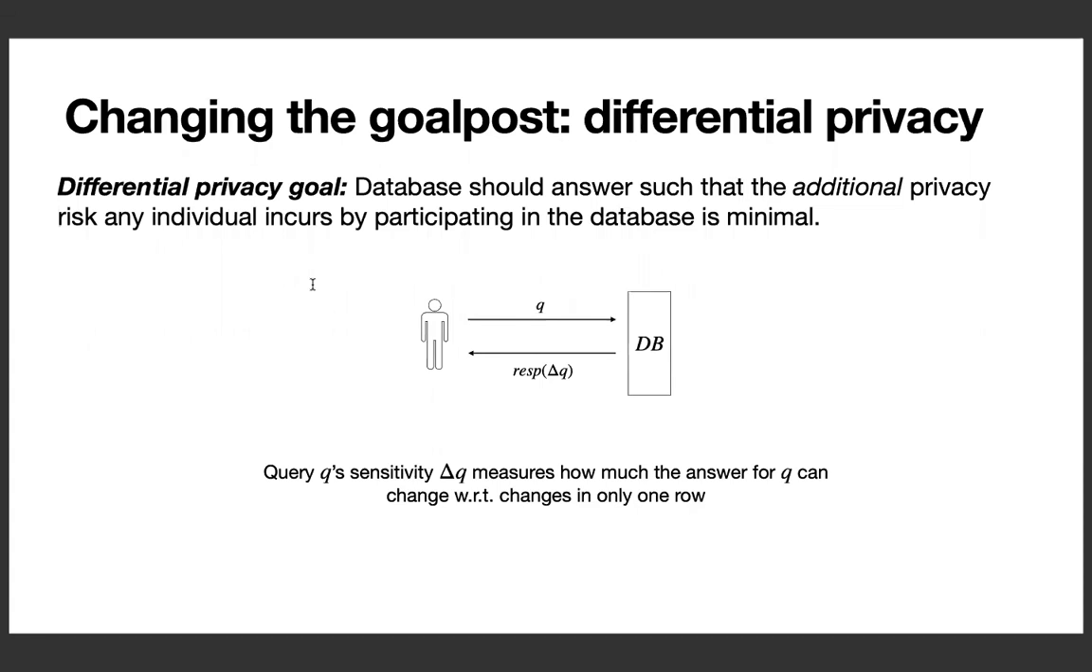There will be some loss to your privacy. But what we will guarantee is that the additional privacy risk that you incur by participating in the database is minimal. So whatever privacy loss you will incur will mostly be something which you would have already lost because of other people or because of the impossibility of inferential privacy, right? So this is the goal of differential privacy.